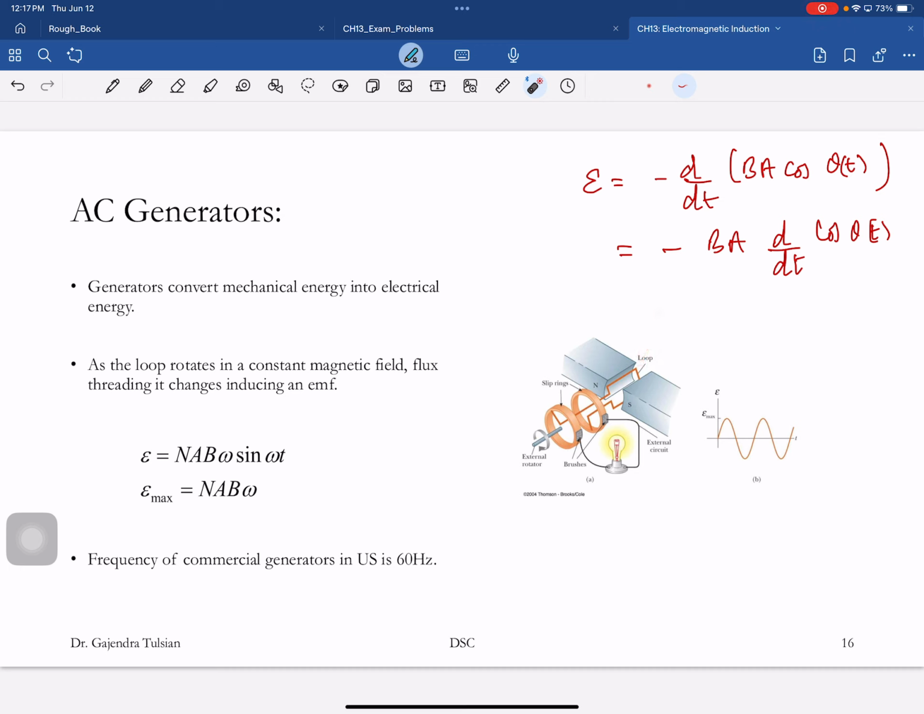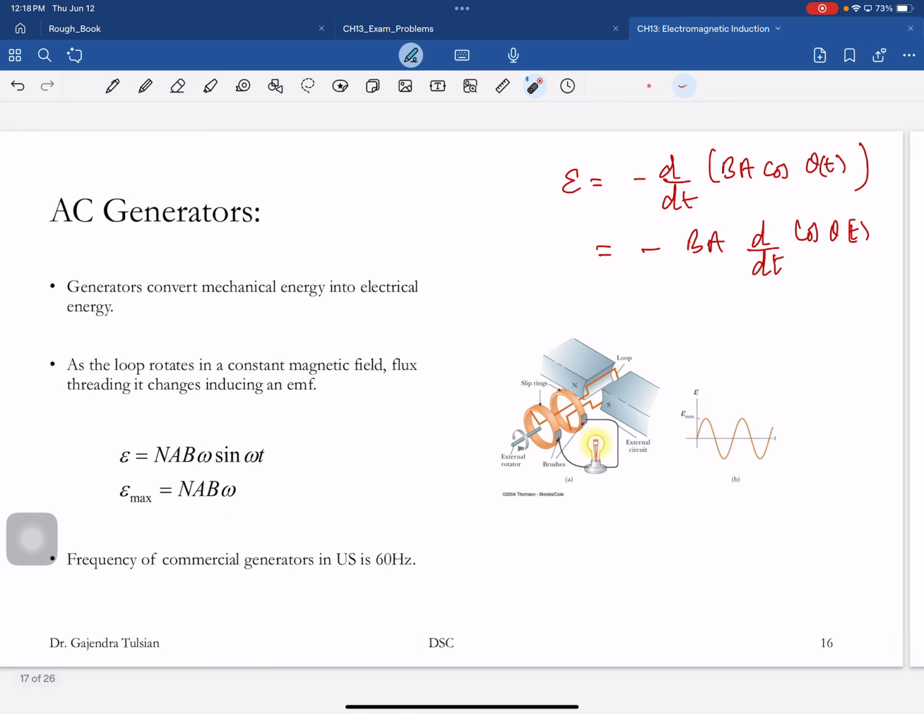All right, so again, we saw how to turn this loop. There's trillions of dollars invested in that thing. What this is saying is the amplitude of this, so it's a sine wave that you're generating. Omega is the angular velocity of the loop. And the amplitude of this voltage is N, the number of turns in the loop. A is the area of the loop, B is the magnetic field strength, and omega is the angular frequency.